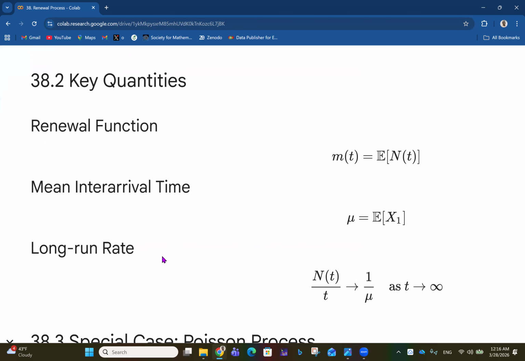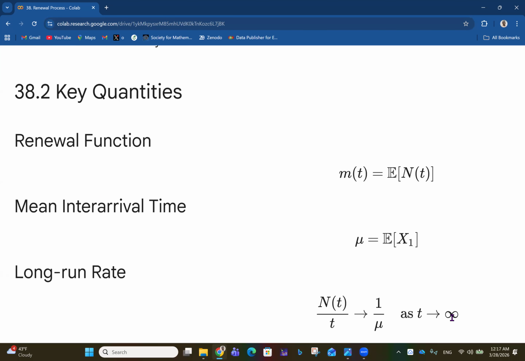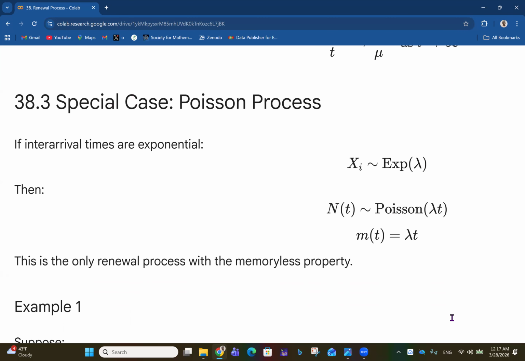Talking about key quantities for renewal processes, we have a renewal function, which is given as m(t), and that is equal to the expectation of N(t). Then we have the mean arrival time, which is mu, and that is the expectation of X1. And then we have the long-run rate, N(t) over t, and that approaches 1 over mu as t approaches infinity.